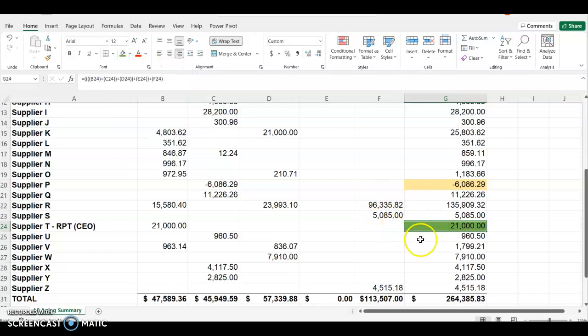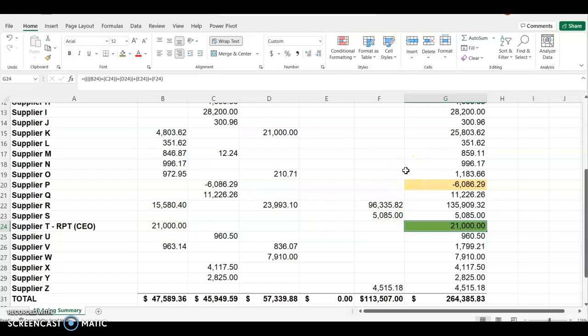Okay, and what are you going to do with this? For this one, because it is a related party, you have to send a confirmation. Okay, so you're going to send a confirmation out to the CEO to confirm this amount, to confirm that this amount of 21,000 is actually correct. So that is the second thing you're going to scan for.